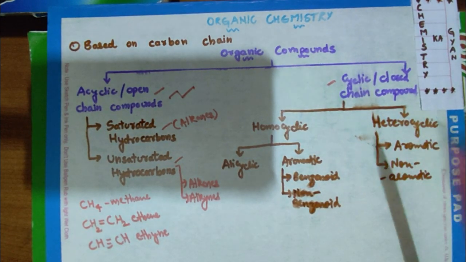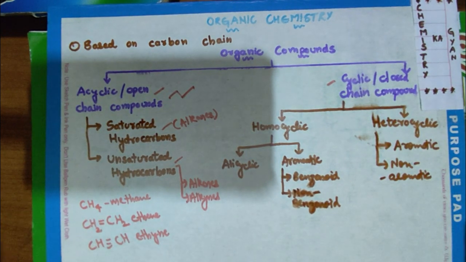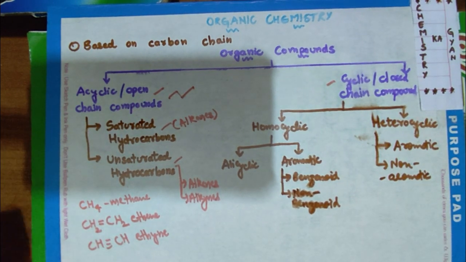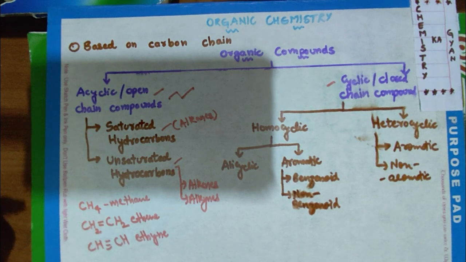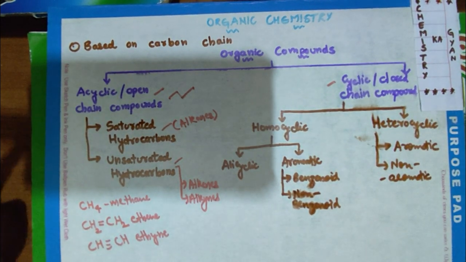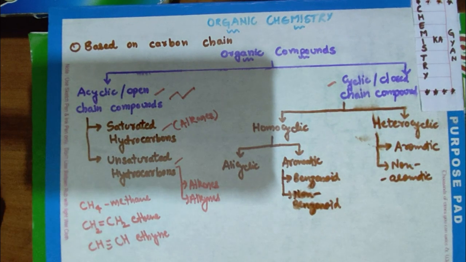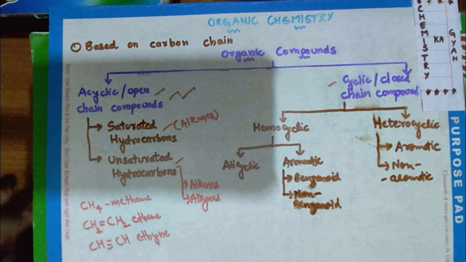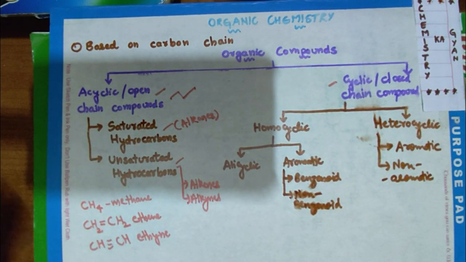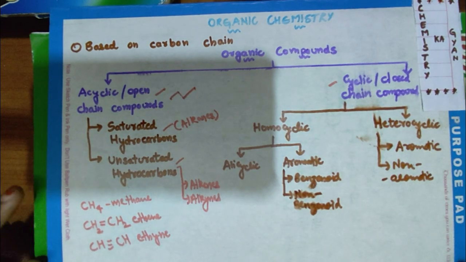Next, coming to the cyclic or closed chain compounds. Before that, let us revise: the acyclic or open chain compounds are divided into two types, saturated hydrocarbons and unsaturated hydrocarbons. The examples of saturated hydrocarbons would be alkanes, and the examples of unsaturated hydrocarbons would be alkenes and alkynes. Examples of alkanes are methane, ethane, propane, etc. The IUPAC nomenclature will be seen in the next video. Examples of alkenes are ethene, propene, butene, etc. For alkynes, you can see ethyne.